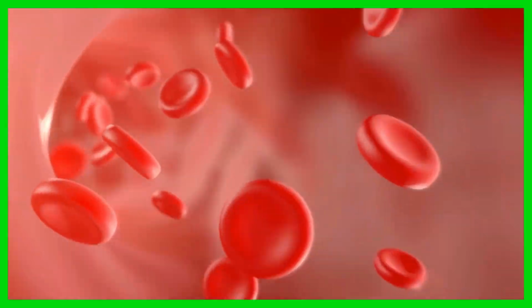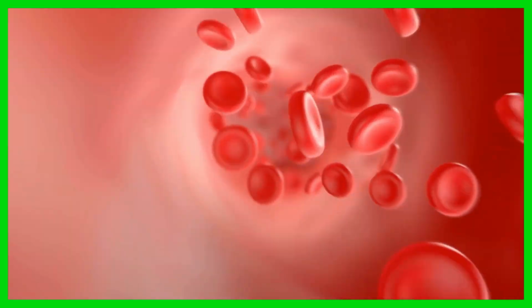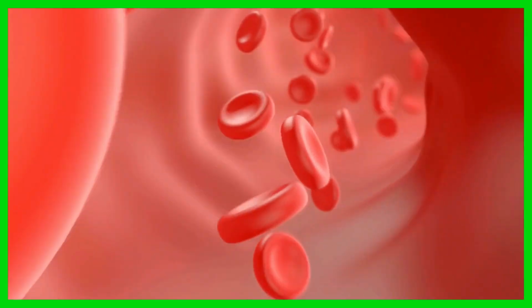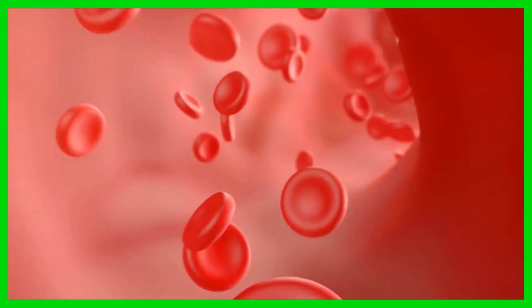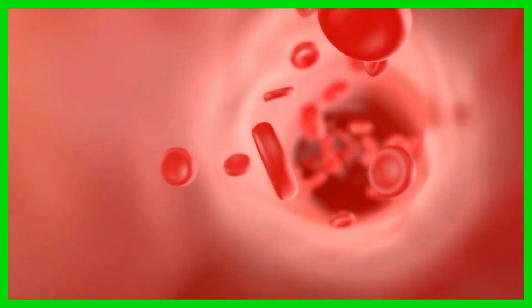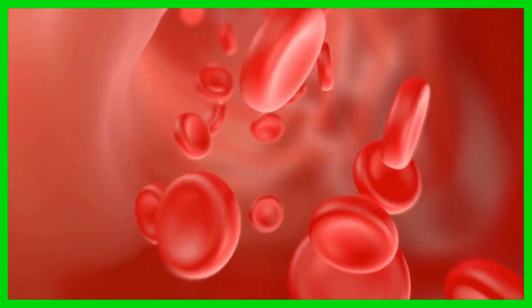Heart valves. Heart valves are important structures that ensure unidirectional blood flow. The tricuspid valve separates the right atrium from the right ventricle. The pulmonary valve is located between the right ventricle and the pulmonary artery. The mitral, or bivalvular, valve separates the left atrium from the left ventricle. The aortic valve is located between the left ventricle and the aorta.